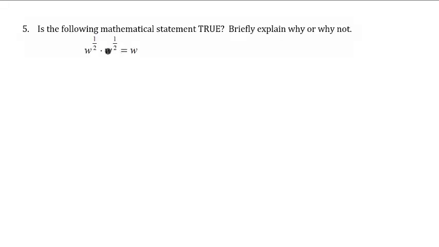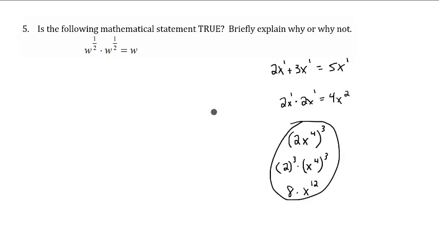Number 5 is asking us to determine if this is true right here. So one more time I'm going to bring back my warm-up problem, because it looks like we're multiplying two terms here. So what do we do with the exponents? Well, in the second one here we are multiplying two terms, and it looks like we added the exponents. So if we add 1/2 plus 1/2, that's going to give me 2/2, right? Which just simplifies to be 1.